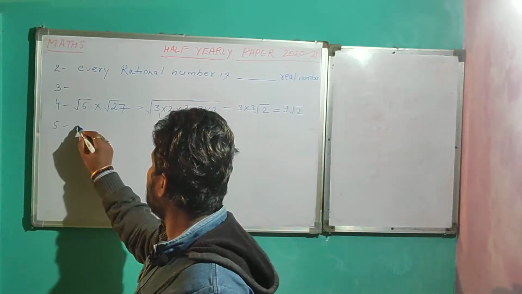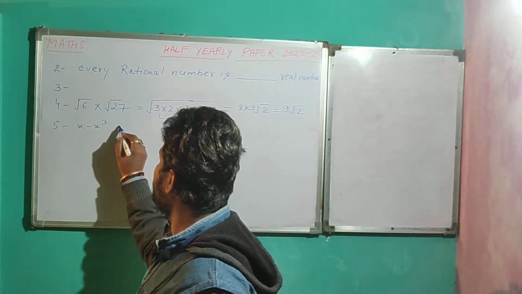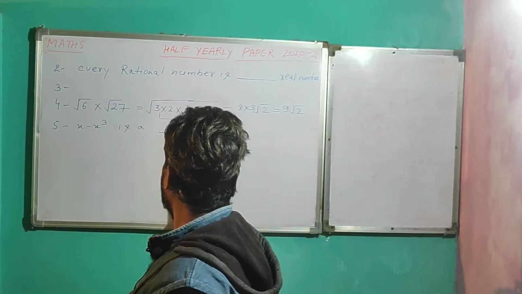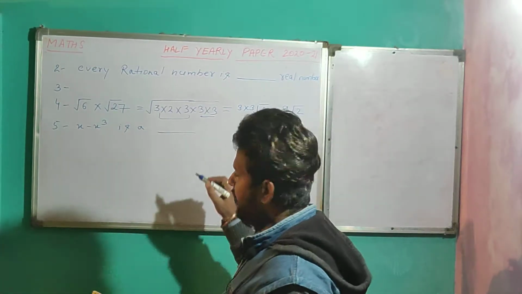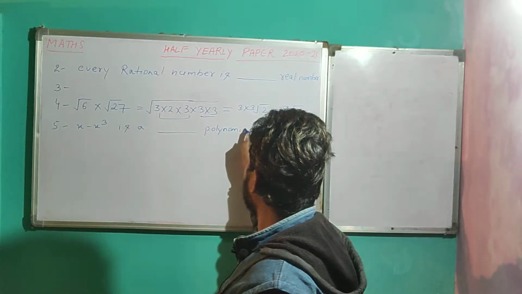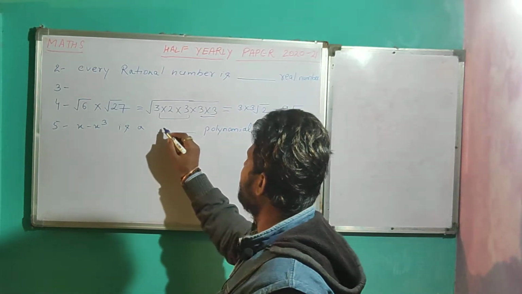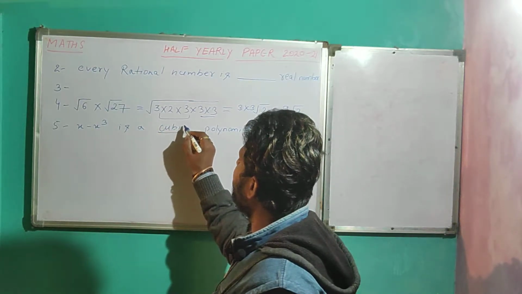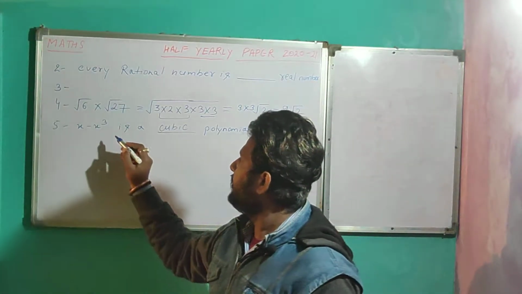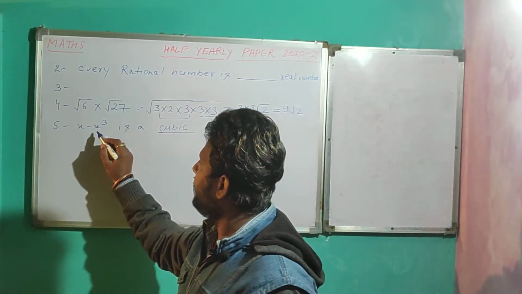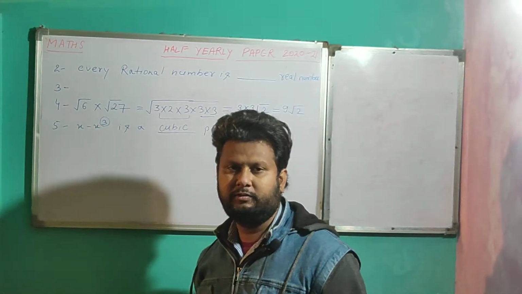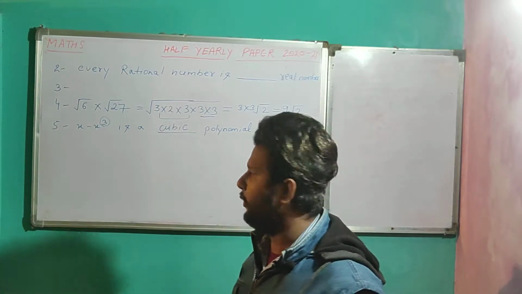Next question, question number 5. X minus x cube is a dash polynomial. The answer is cubic polynomial, because the degree of x in this equation is 3. Therefore, this will be a cubic polynomial.